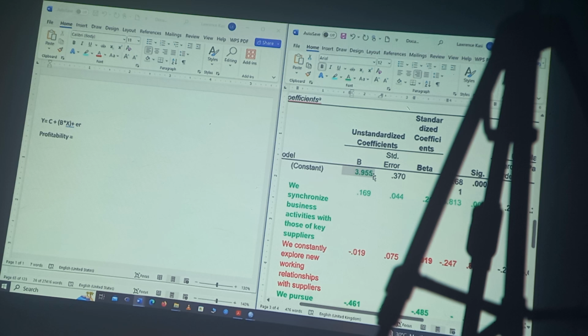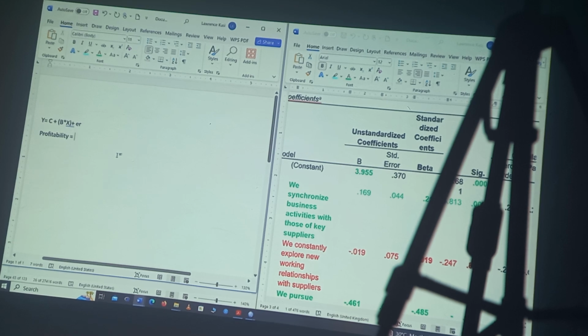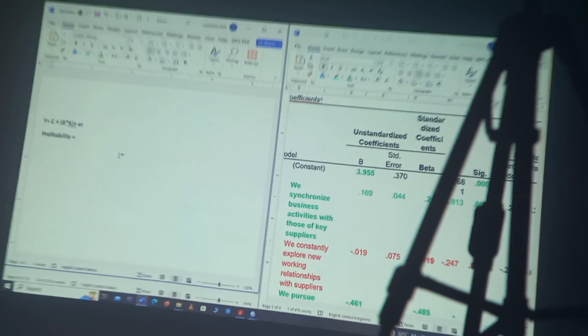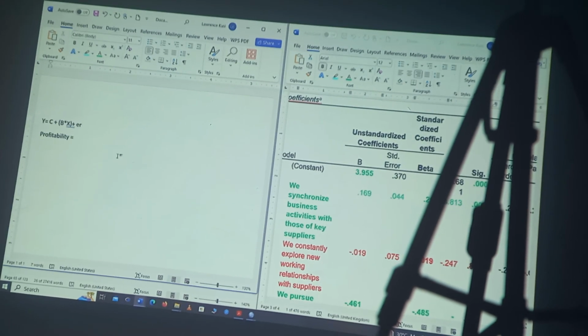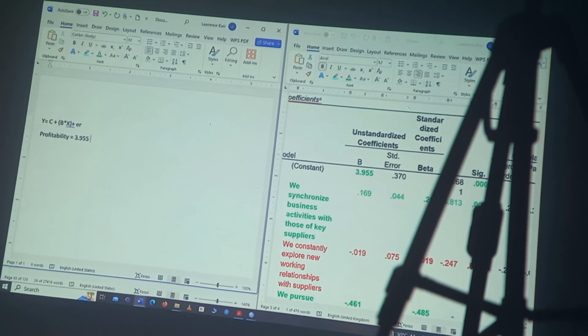And you must check. You only include the constant in it when it is significant. If it is not significant, don't bring it. So it's not automatic that the constant should always be there. If its contribution is not significant, don't bother to bring it. But if its contribution is significant, then you bring it. So the constant is 3.955, so it's significant.